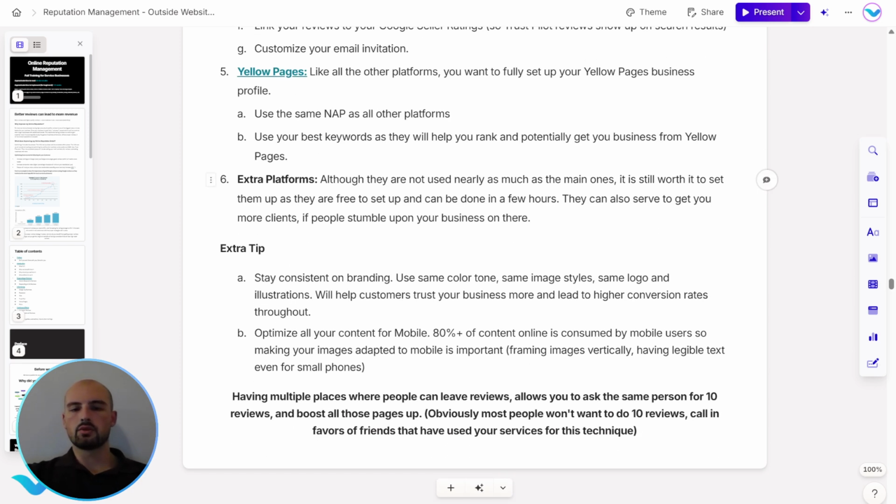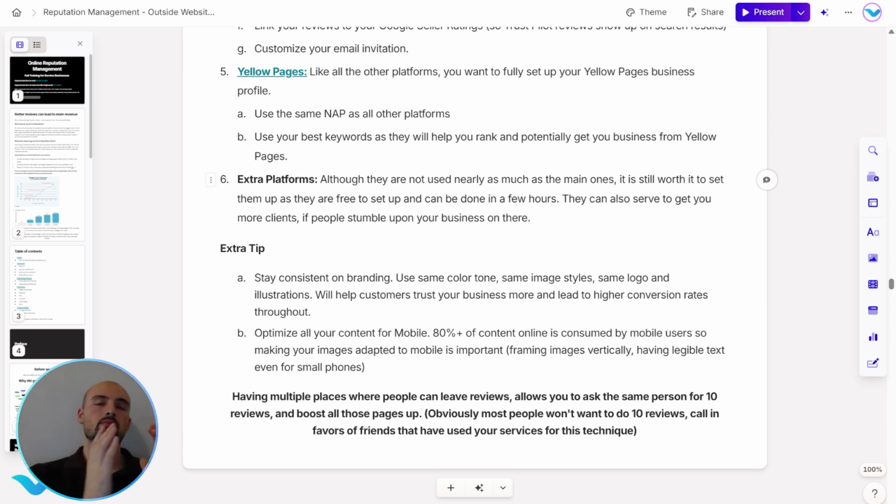Extra platforms, although they're not used as much as the main ones, it is still worth it to set them up, as they are free to set up, and they can be done in a few hours. They can also serve to get you more clients if people stumble upon your business on there. So there's going to be a trend where, like I said before, maybe 80% of people are going to go on Google My Business, 10% on Trustpilot, 5% on Yelp, 2% on Yellow Pages, then 1% on the other ones, and then 2% on the rest. So there's going to be a decreasing amount of people that see you.